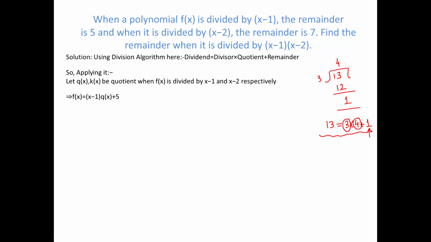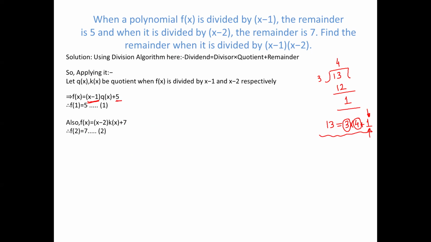What we have to understand, and again I am repeating, is that the degree of the remainder has to be smaller than the degree of the divisor. Here the divisor is x minus 1, so the remainder has to be a constant. Now when we substitute x minus 1 equal to 0, we get x equals 1. By the remainder theorem, f(1) is equal to 5. Similarly, we know f(2) is equal to 7. These are the two things known to us.